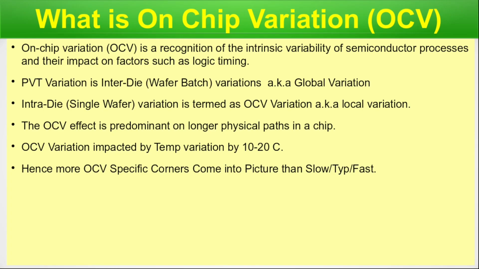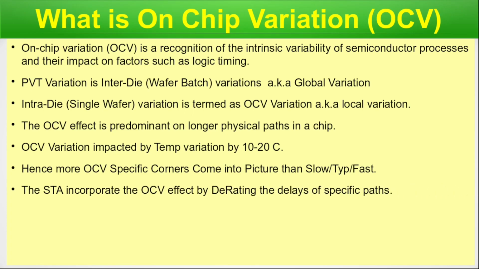Now those are PVT corners. That is PVT variation, that is inter-die variation. But for OCV, generally we have a kind of format in the timing.lib that is called LVF. We will come to that later. However, the OCV factor is much more important in sub-nanometer region chips, and we proceed to the next bullet.